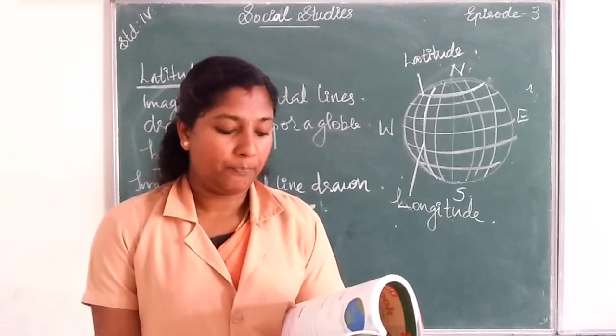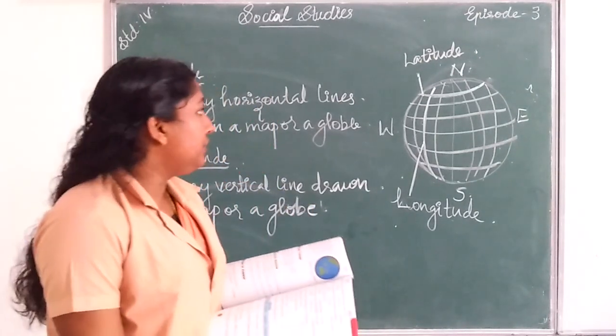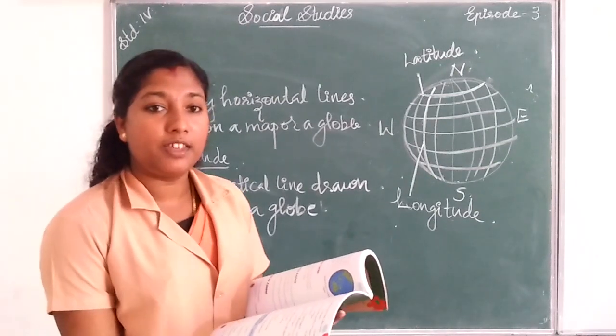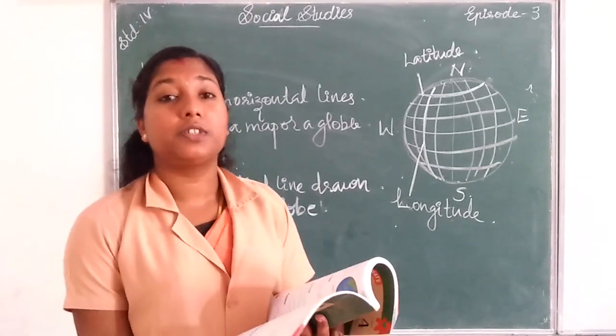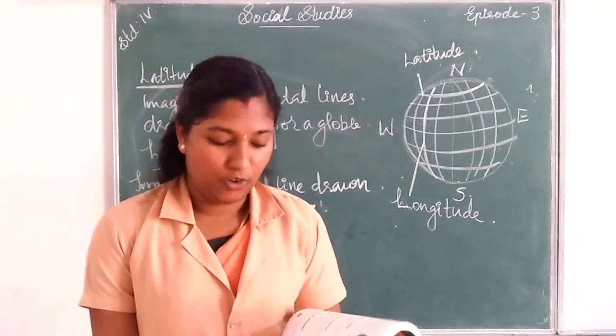Latitudes are vertical lines on a map. Is it correct? No, latitudes are horizontal lines. So here the answer is false.